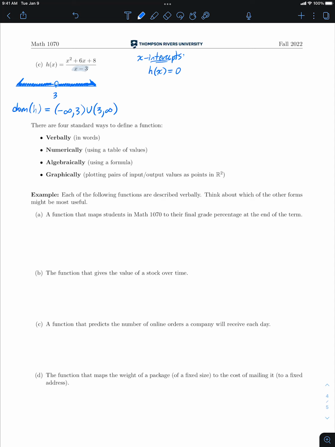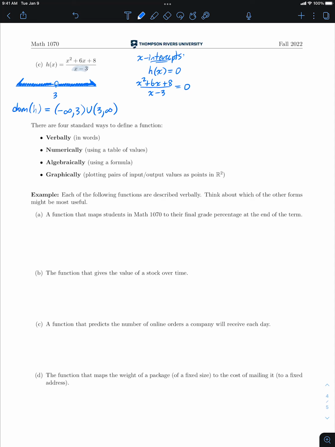So when is h of x equal to 0? Let's write out one more step. Let's write out the definition of h of x. You've got x squared plus 6x plus 8 all over x minus 3 is equal to 0. Okay, well, what do you do here?